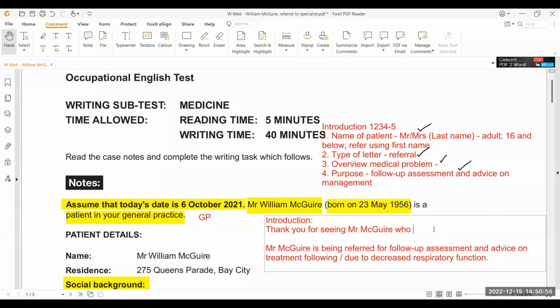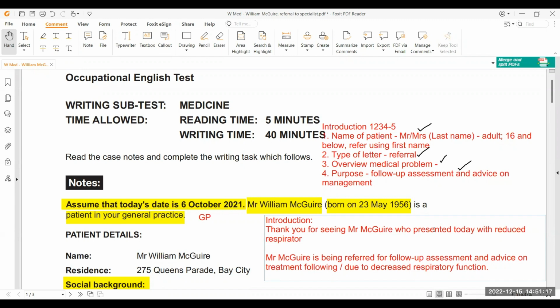My suggestion is, remember, this referral is a result of your consultation today, Mr. McGuire showing up today. So you could say, "Thank you for seeing Mr. McGuire, who presented today." What did he present with today? You said reduced respiratory function. Okay.